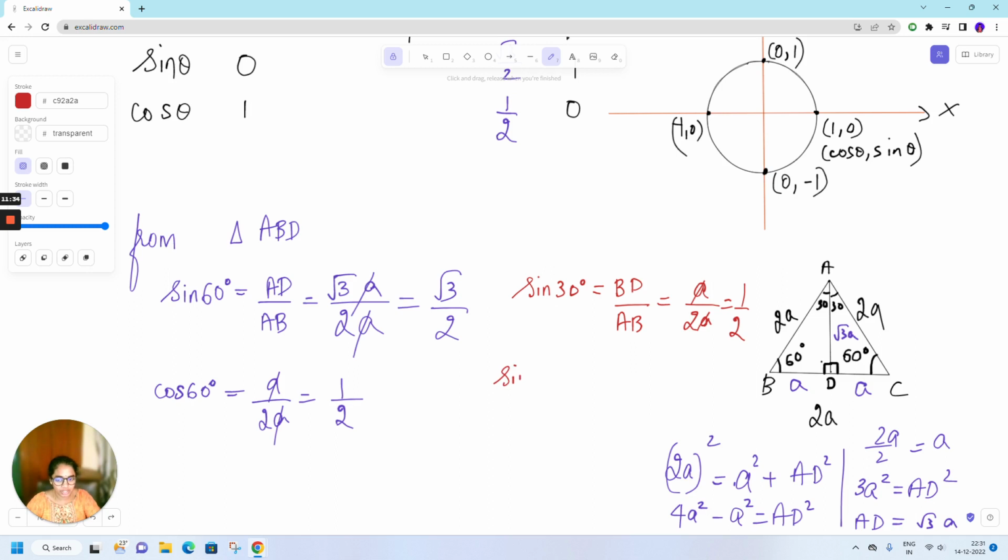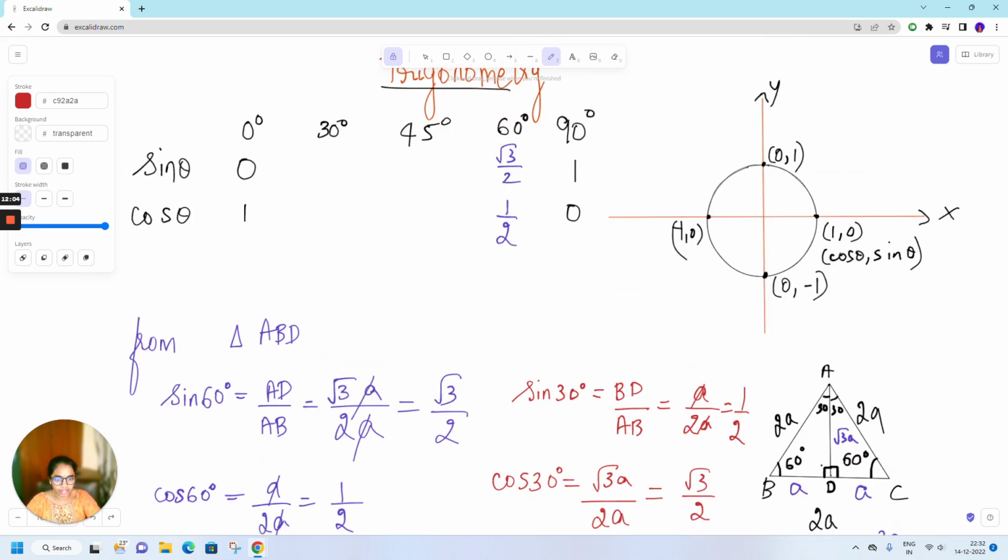Yes, what is cos 30 degree now? Cos 30 degree is equal to, from the same angle A, that would be adjacent. Which is the adjacent? Root 3A, that is AD. Root 3A divided by the hypotenuse. What is the hypotenuse? It is 2A. So what would the answer be? It would be root 3 divided by 2. Let me write that down. Sine 30 degree is 1 divided by 2 and cos 30 degree is root 3 divided by 2.